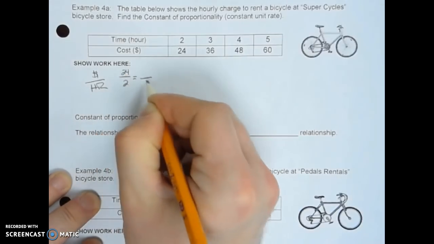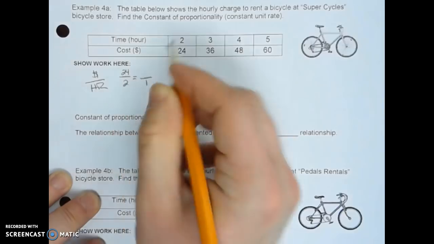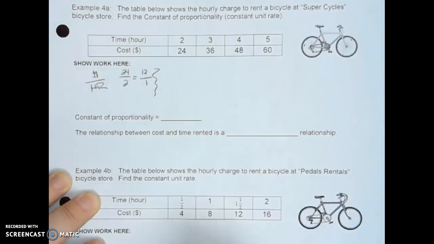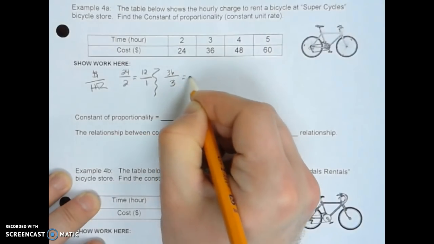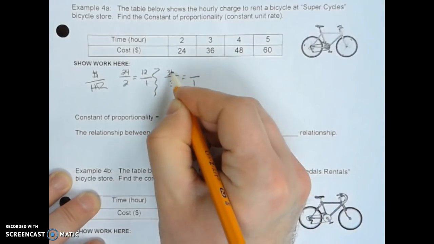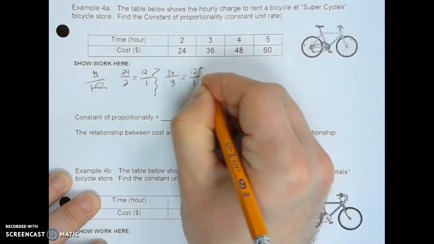First set of data, we're told that it costs $24 for 2 hours. For 1 hour, 2 divided by 2 is 1. 24 divided by 2 is 12. With the second set of data, we're told that it costs $36 for 3 hours. For 1 hour, 3 divided by 3 is 1. 36 divided by 3 is 12.